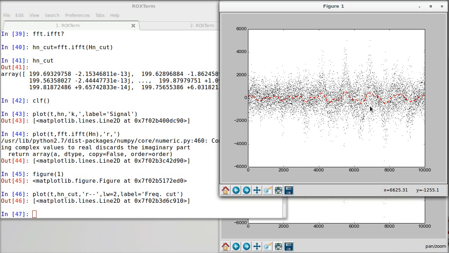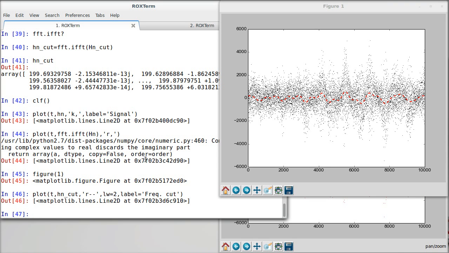And so just by doing this cut in frequency space, we've been able to cut out all this noise and get out the dominant underlying signal. It appears reasonable. Where the peaks occur here is where the peaks occur in the signal for the most part. In this case, we can actually compare this to the true signal because we generated this.